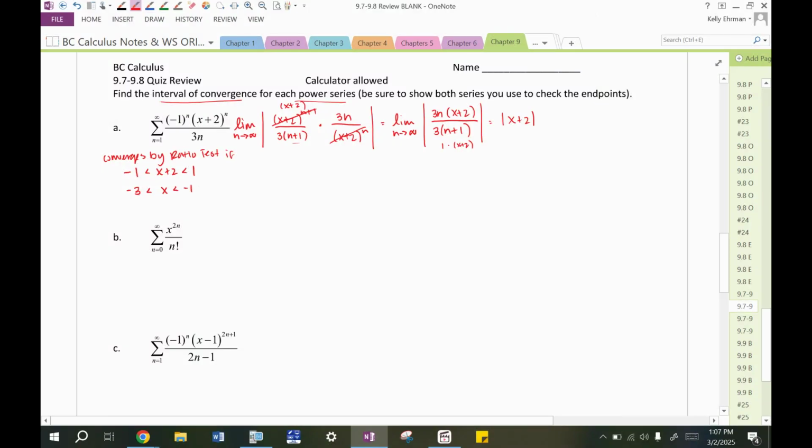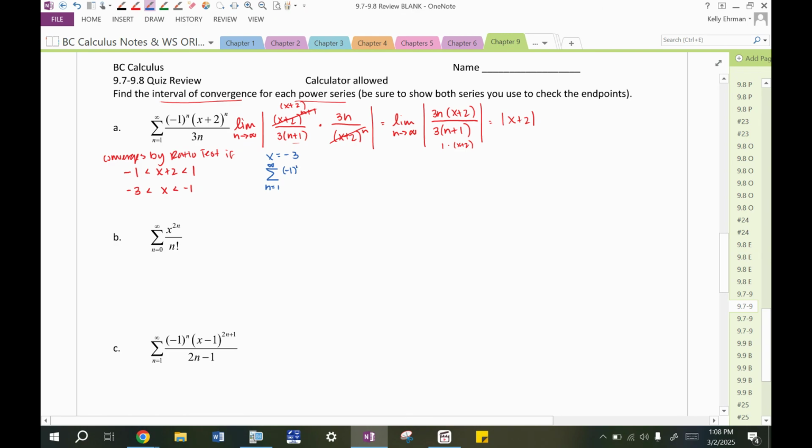Now you need to check the endpoints to see if we should be including either of those. That just means that sometimes when you plug in these endpoints, you get a series that's alternating or something like that. All right, so next step is to check the series. So what I mean by be sure to show both series you use to check the endpoints, that's this part. So let's say x equals negative 3.